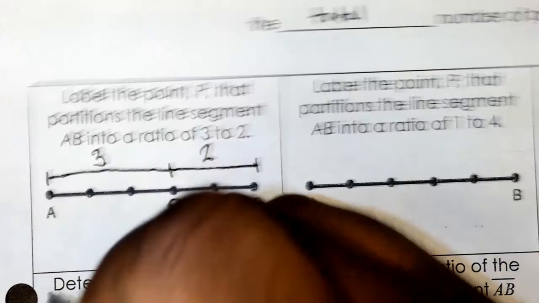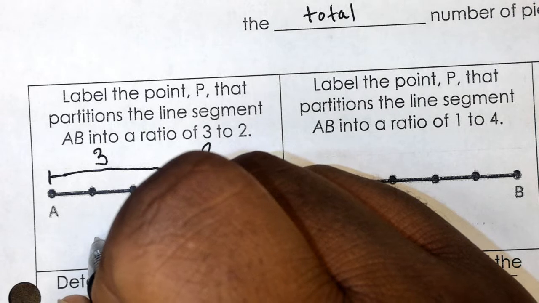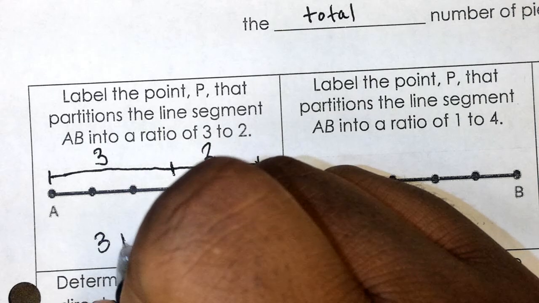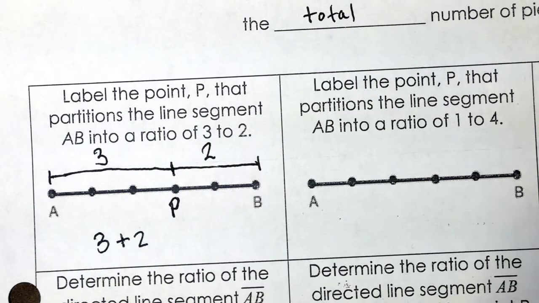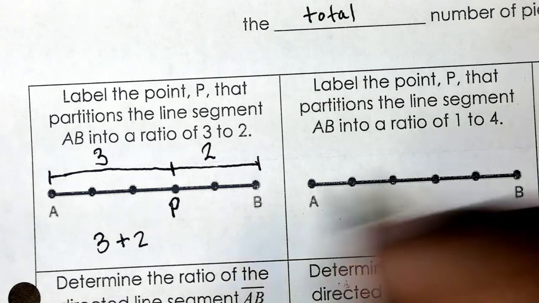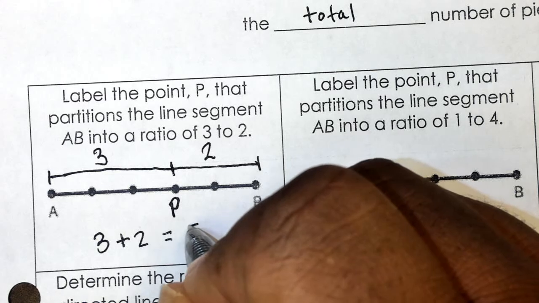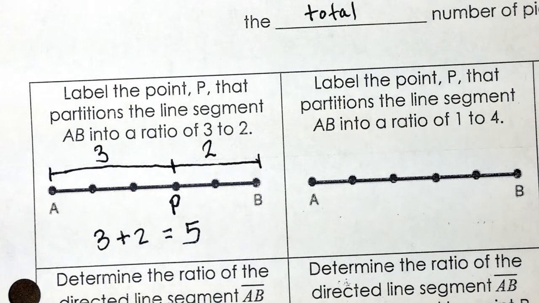And Savion, how many segments do we have in total? 5. Thank you. If you wanted to know that, this is what they're talking about up top. Add the total number of pieces together, and you'll get your number of segments, which is 5.